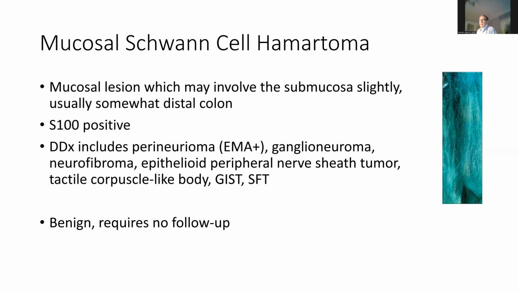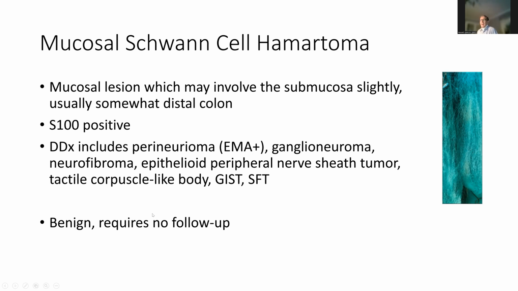The lesion is strongly S100 positive, and the differential can include a variety of things, those things we've already mentioned, as well as perineurioma, which would be EMA or cytokeratin positive, ganglioneuroma, where you'd expect to see ganglion cells, neurofibroma, where you might see GFAP positivity, epithelioid peripheral nerve sheath tumor, well, that's going to have a different morphology, the tactile corpuscle-like body, usually an incidental finding, and then the things we've mentioned, stromal tumor, solitary fibrous tumor, which is uncommon in this location, but could be included if you had a fragmented biopsy.